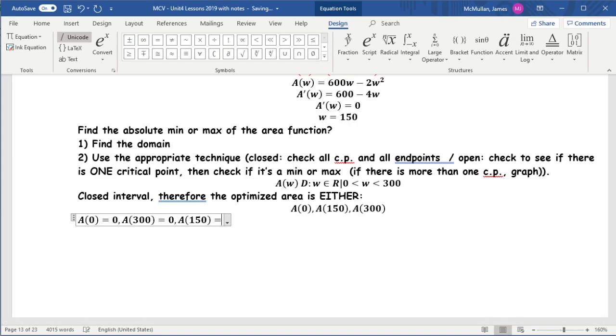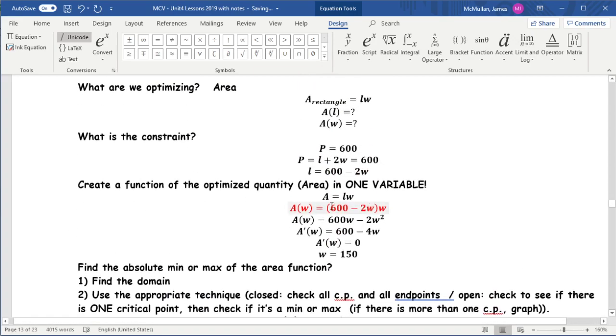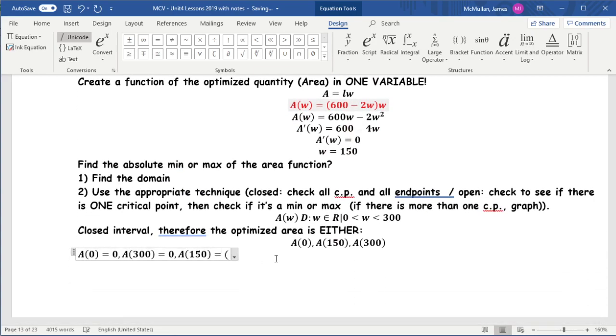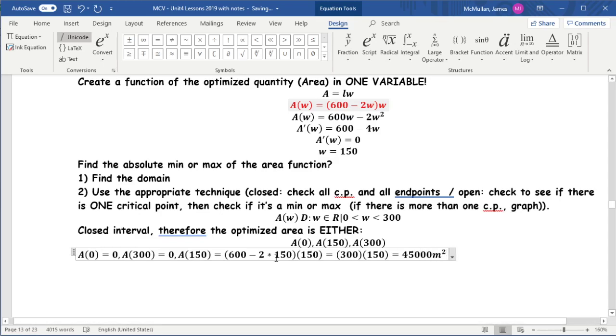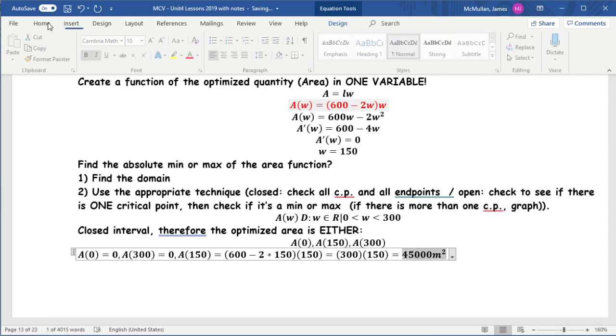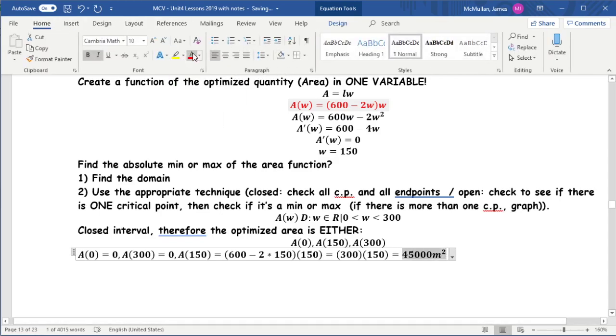A of 150 is equal to, let's just go back up and look at this for a sec. So it's 600 minus 2W. So that would be 600 minus 2 times 150 times another 150, which would be 300 times 150, which would be 45,000 meters squared. Okay, and that would be the best fence that you can design in this case.